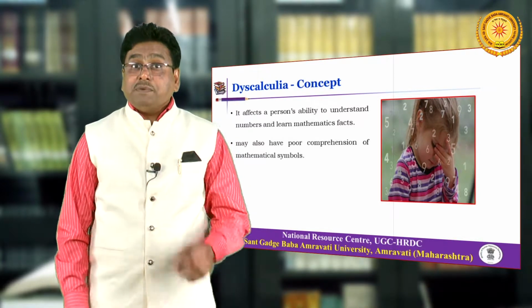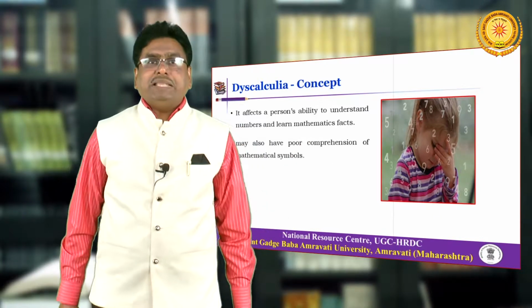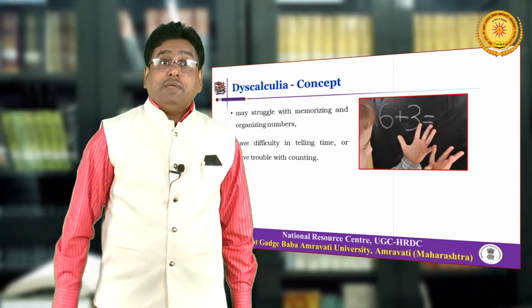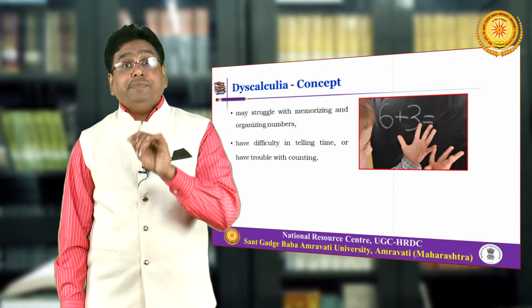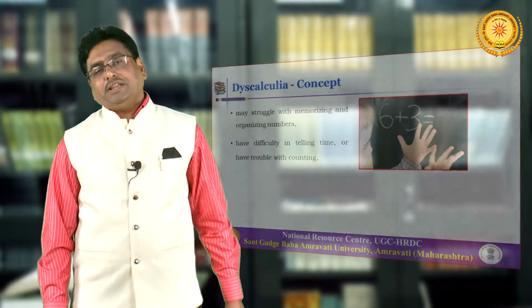Individuals with this type of learning disability may also have poor comprehension of mathematical symbols. They may struggle with memorizing and organizing numbers and have difficulty in telling time or have trouble with counting. Students with dyscalculia can have trouble with quantities and concepts like bigger and smaller.